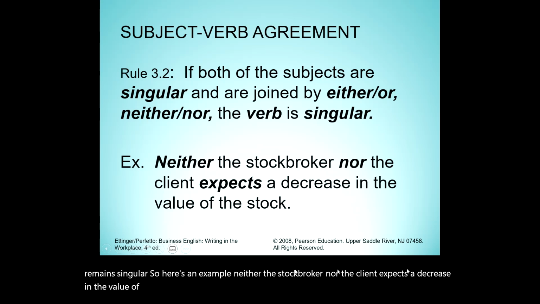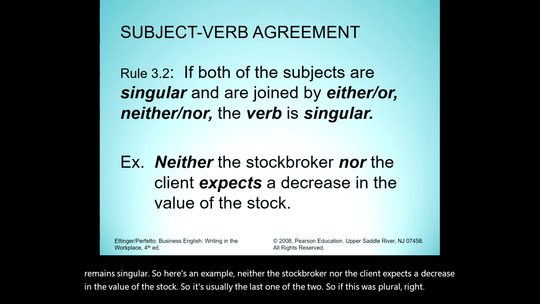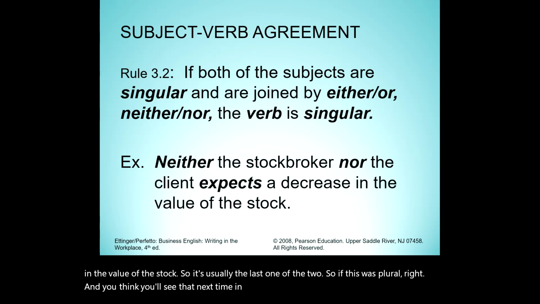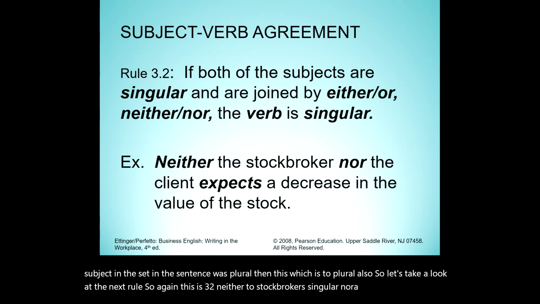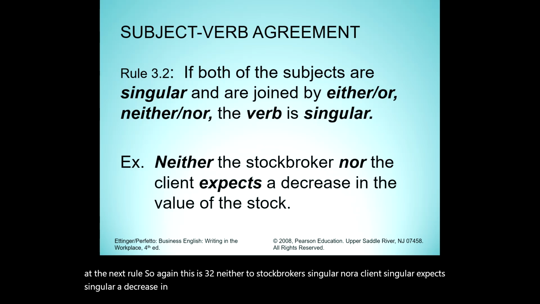So it's usually the last one of the two. So if this was plural, right? And I think you'll see that in the next rule, that if the second subject in the sentence was plural, then this switches to plural also. So let's take a look at the next rule. So again, this is 3.2. Neither the stockbroker, singular, nor the client, singular, expects, singular, a decrease in the value of the stock.